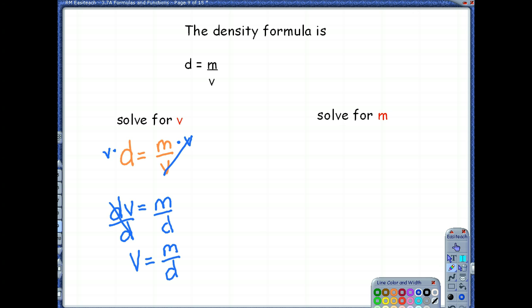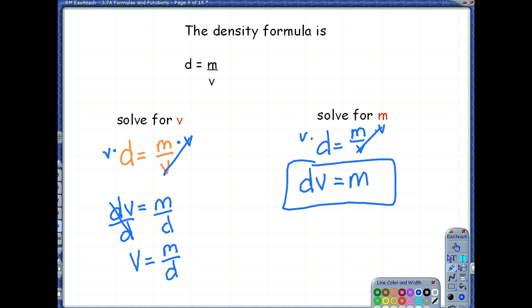So for this one, I said d is equal to m over v. I still would need to clear the fraction. And notice that I would have dv, and again, you could put them in any order. I could have said vd also. But dv is equal to m. Now on this one, I'm done because that's all I needed to do is solve for m. So there, I'm already good to go. Make sure when they tell you which variable to solve for, that in your answer, that variable is what's by itself, that you've isolated that variable.